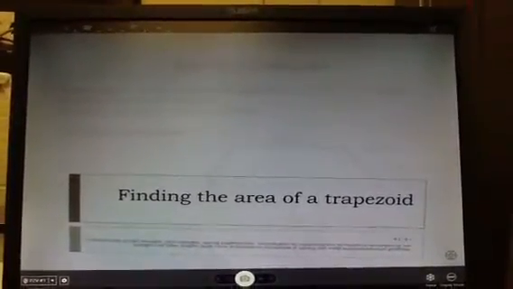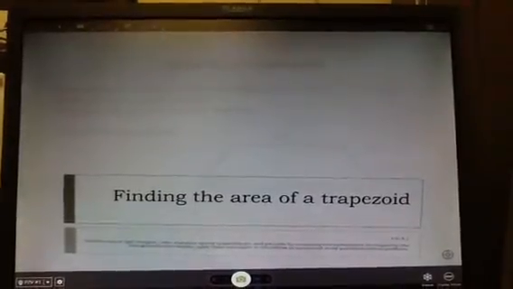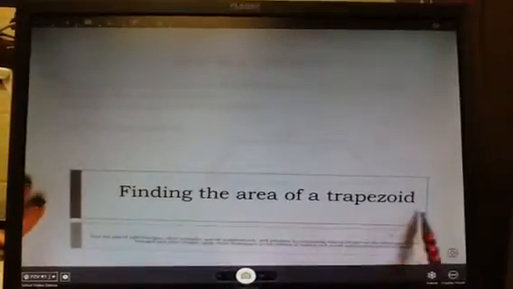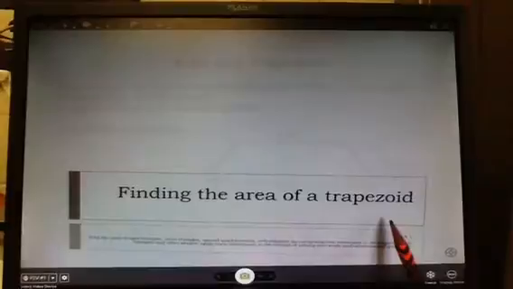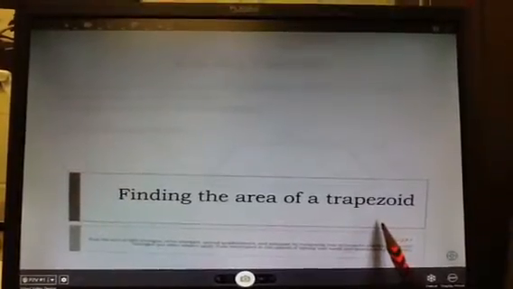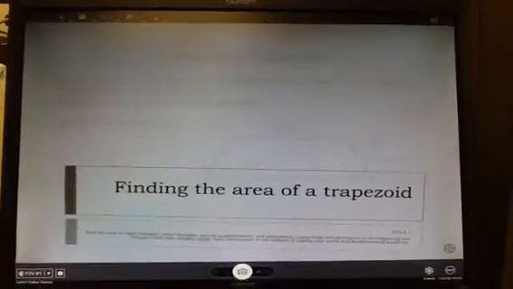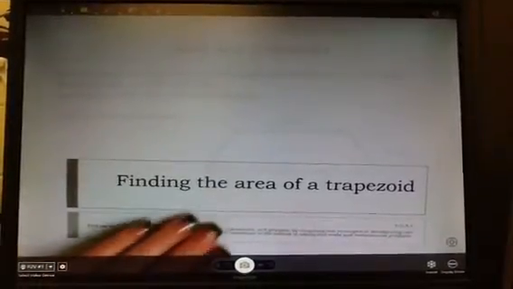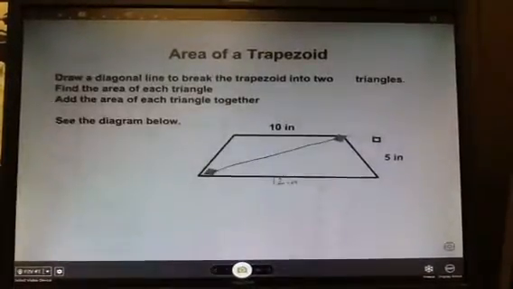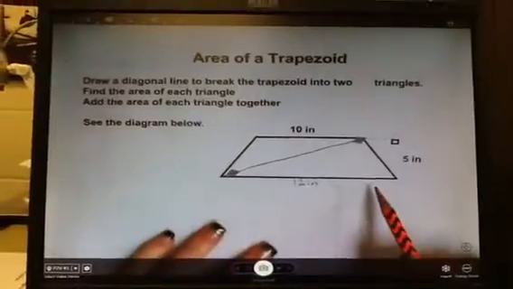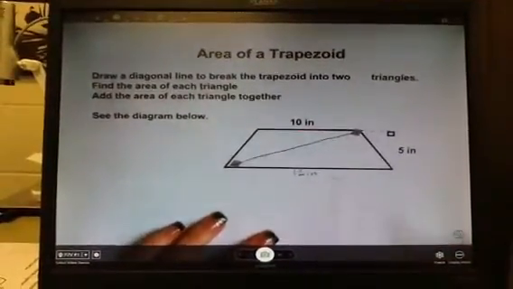Alright, so today we're going to find the area of a trapezoid. We need to remember that a trapezoid has only two sides that are parallel. Most of the time the top and the bottom are parallel. The other two sides are going to end up intersecting. So like this trapezoid has a top and a bottom that are parallel.